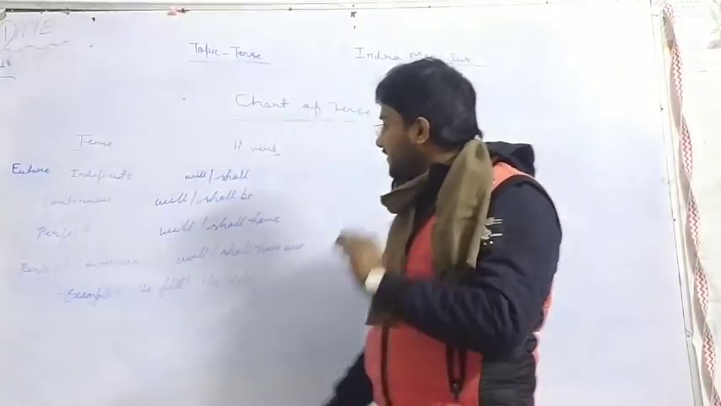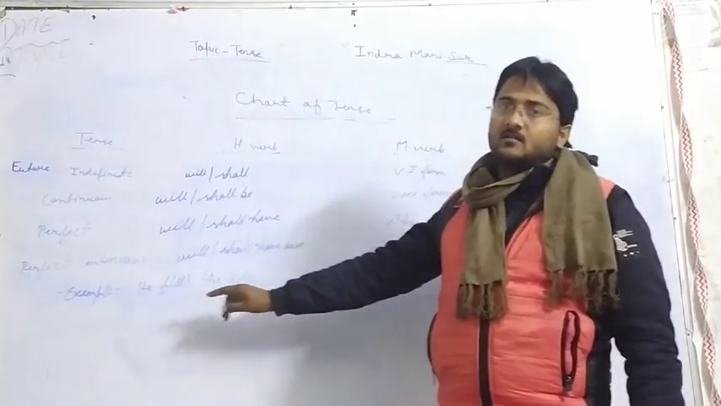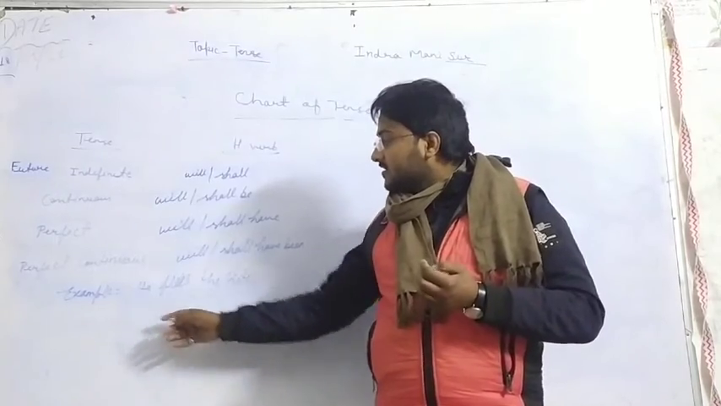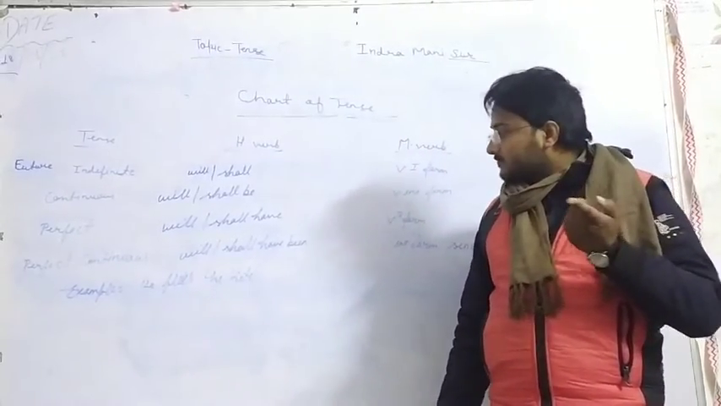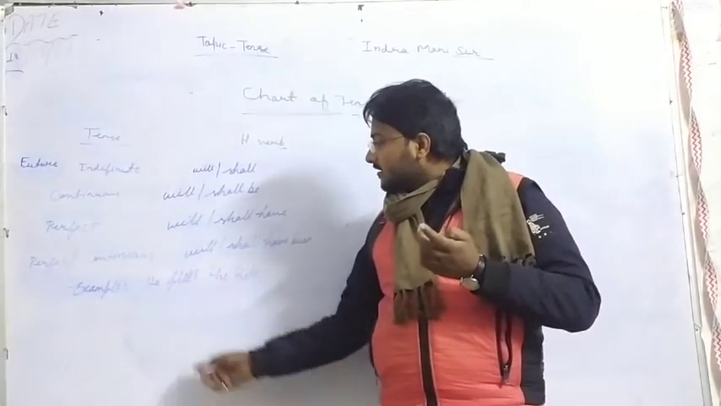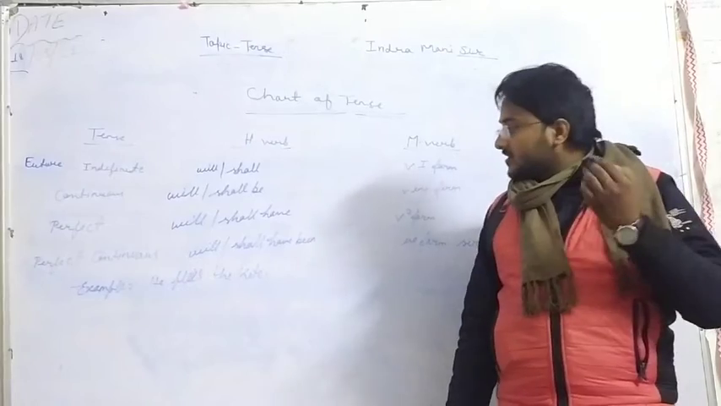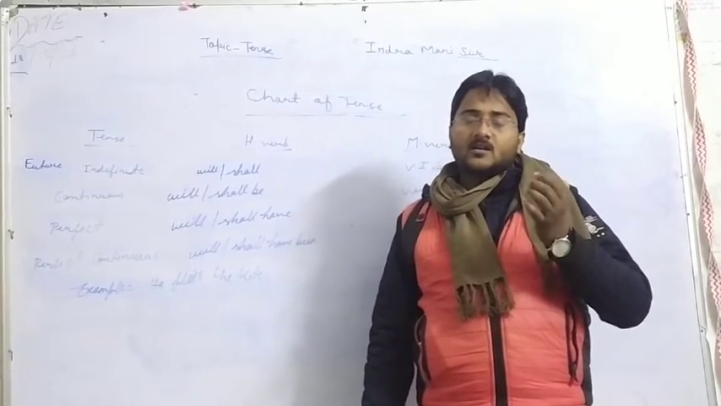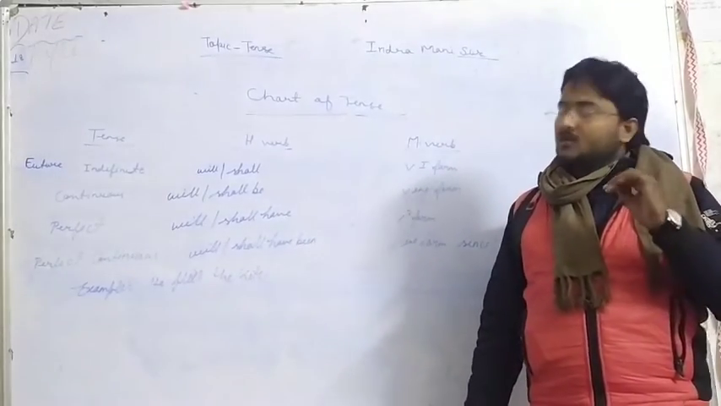So in present indefinite: he flies the kite, he does not fly the kite. Does he fly the kite? Why does he fly the kite? Does he not fly the kite? Why does he not fly the kite? And in present continuous: he is flying the kite, he is not flying the kite. Is he flying the kite? Why is he flying the kite? Is he not flying the kite? Why is he not flying the kite?